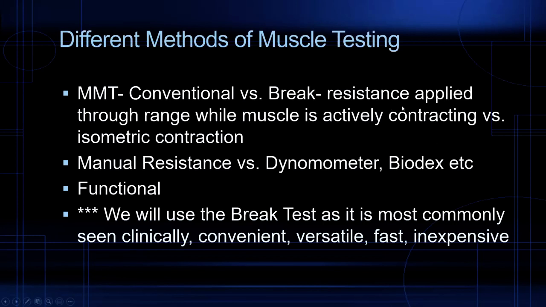The conventional manual muscle test is where the resistance is applied through the whole range of motion of that muscle. A break test is when the resistance is applied at an isometric contraction of that muscle. That's where the cue, hold here, don't let me push you down, comes from. The break test is where the therapist gives manual resistance. You can also test muscles using what's called a dynamometer. We have one in the lab that I'll show you. This is for testing grip strength, but you can test any muscle with a dynamometer.